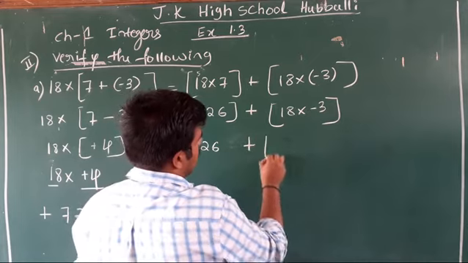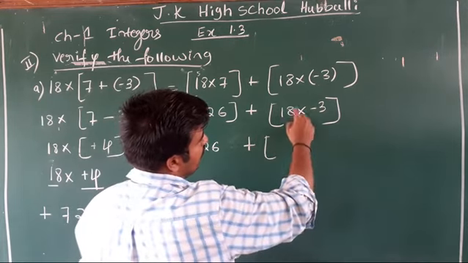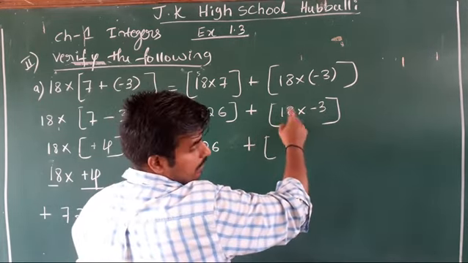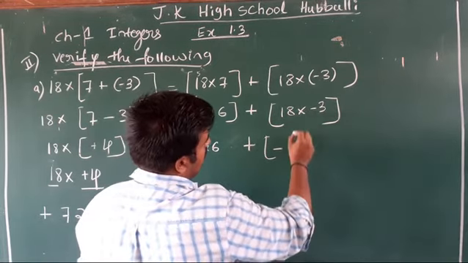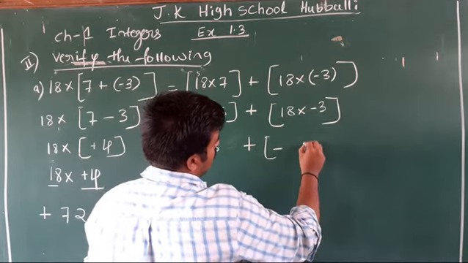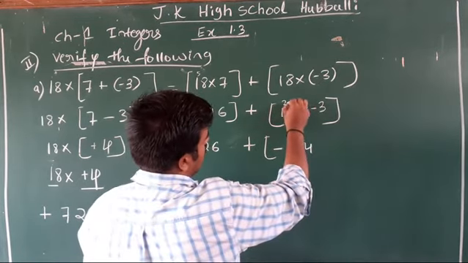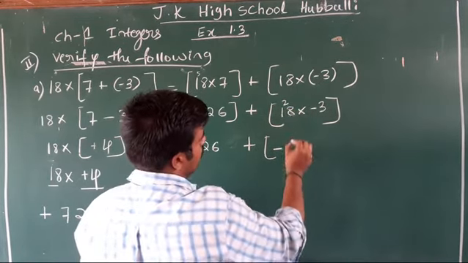Now still you can't open this large bracket because inside two numbers are there. Plus as it is, solve this. 18 3s are: before multiplying 18 into 3, the signs are multiplied, plus into minus is minus. 18 3s are 8 3s are 24, 4 here, 2 carried; 3 1s are 3, 3 plus 2 is 5, so 54.